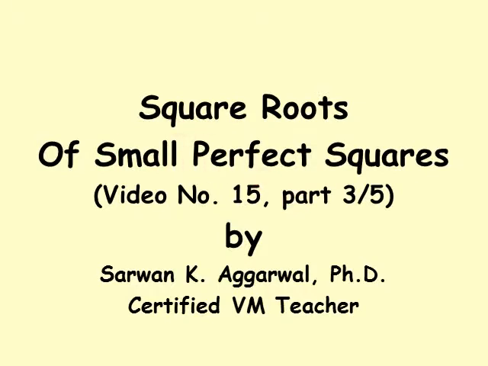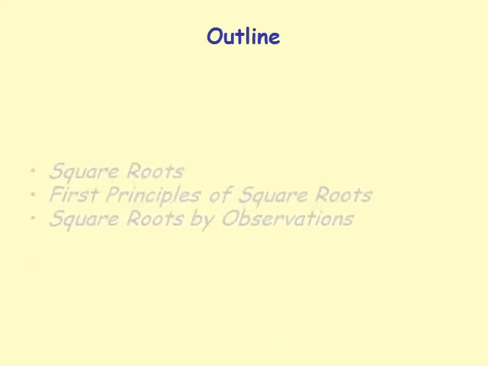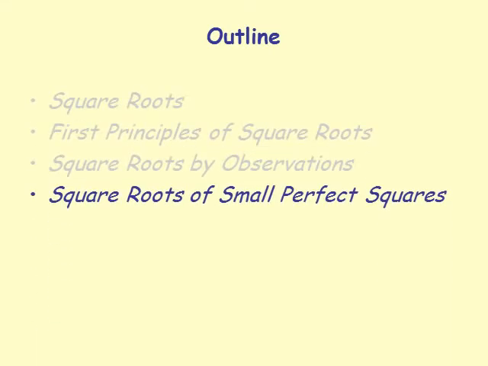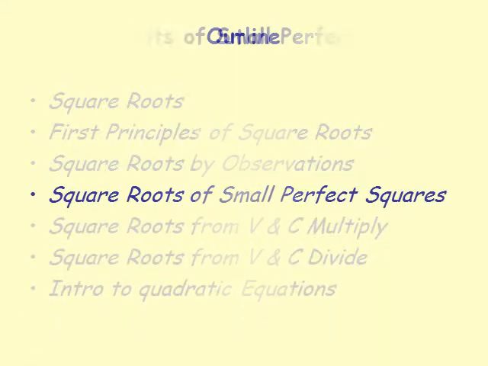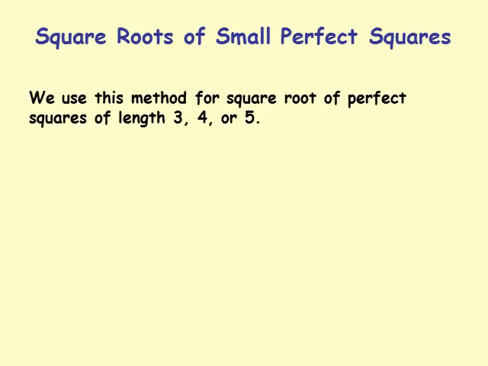Let's continue with the next section. In this section, we'll discuss square roots of small perfect squares. Let's see what that is. We use the method for square roots of perfect squares of length 3, 4, or 5.